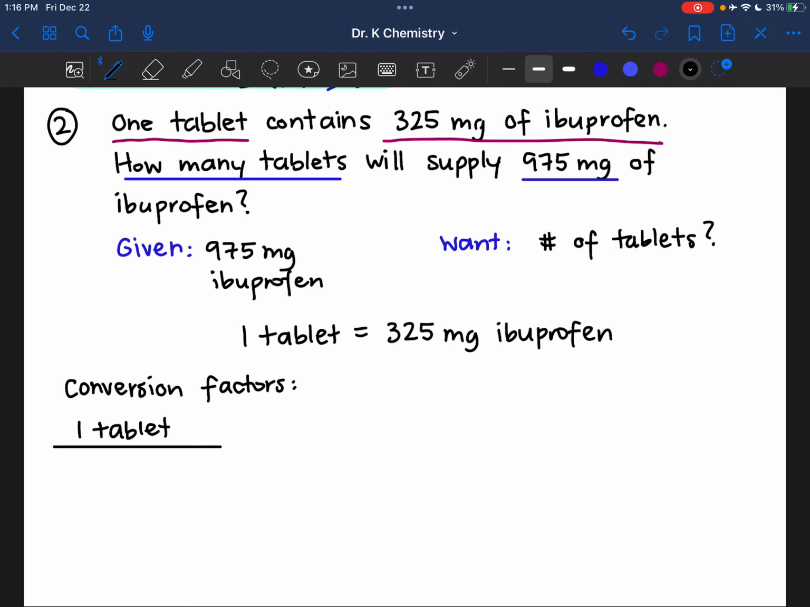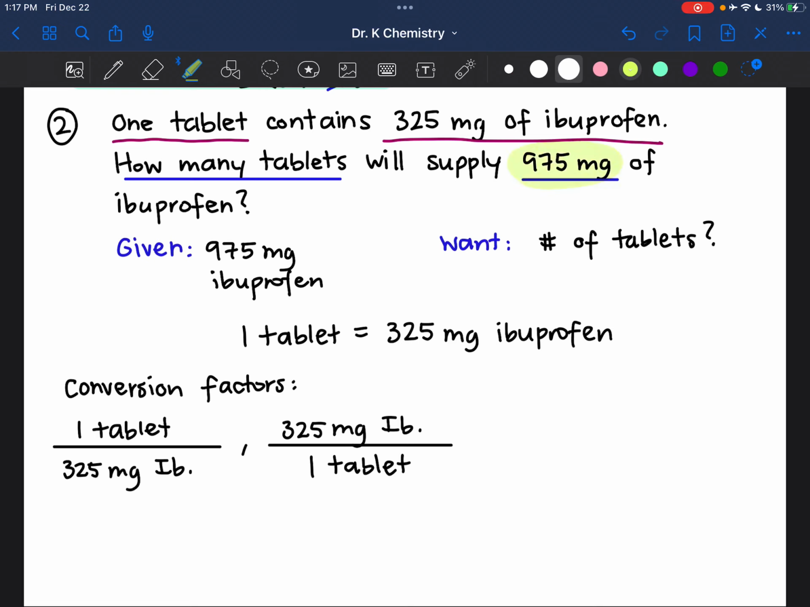So we can start by putting a tablet on top and 325 milligrams of ibuprofen on the bottom, which I'm just going to abbreviate. Or alternatively, we could flip that upside down. We could put the 325 milligrams of ibuprofen up top and one tablet on the bottom. And whenever I do a dimensional analysis problem, I always start with a number that's given to us and a number that's not part of a conversion factor, a number that's just off by itself. Which means I'm going to start with 975 milligrams.